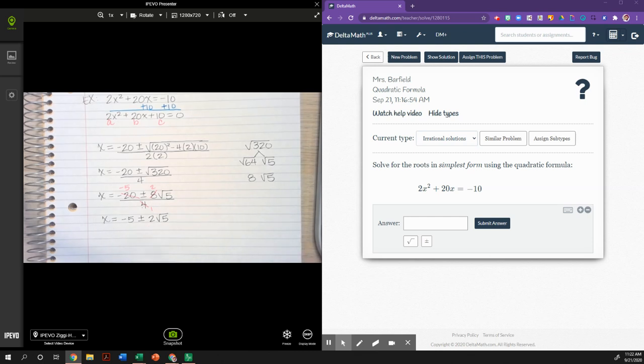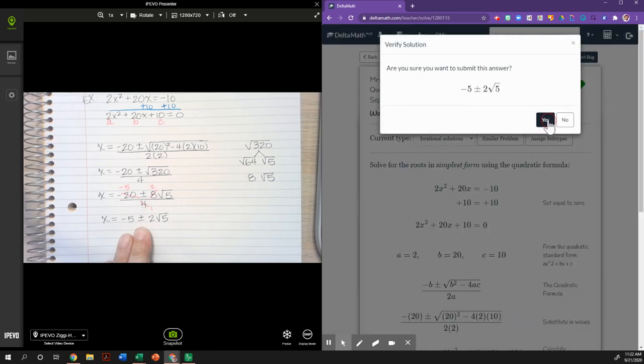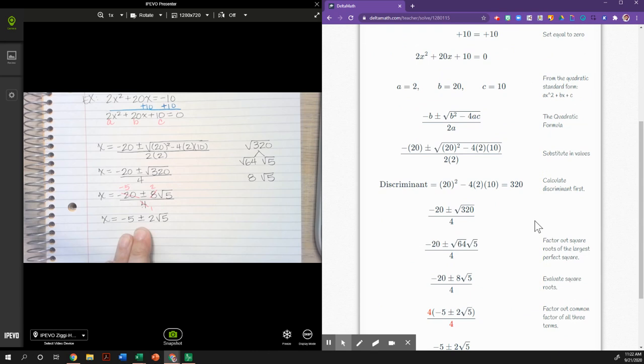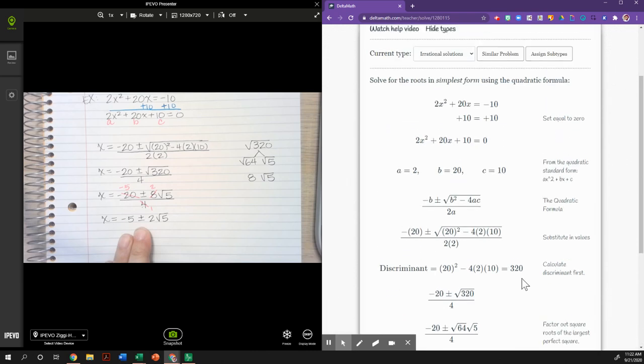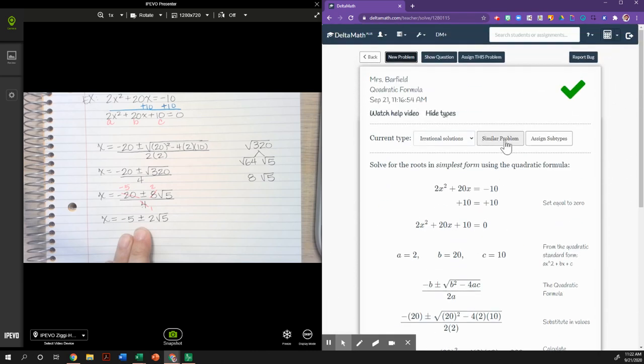Now remember, that is two separate answers, but we write it as one combined answer. That's why the plus minus is here. So I'm going to type -5 plus minus 2 square root 5. That's why these symbols are here when you solve problems like this. So I submit my answer. Yes. And there we go. You can see Delta Math took a very similar approach to how I did it. All right, so let's look at another one.